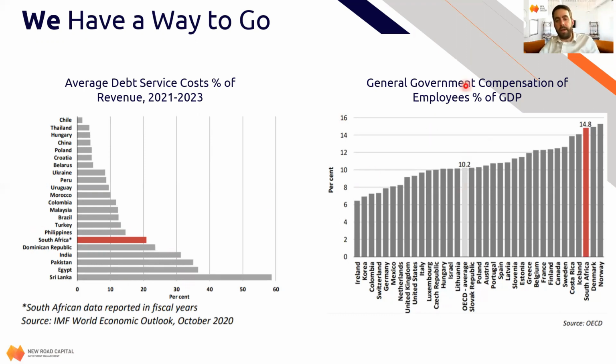Big one, like I said, is government compensation of employees. The average on OECD nations is about 10% of government expenditure going to government employees. We're sitting at about 15%. So looking at tackling that wage bill can be a big win for us. I think it could be a quick win.